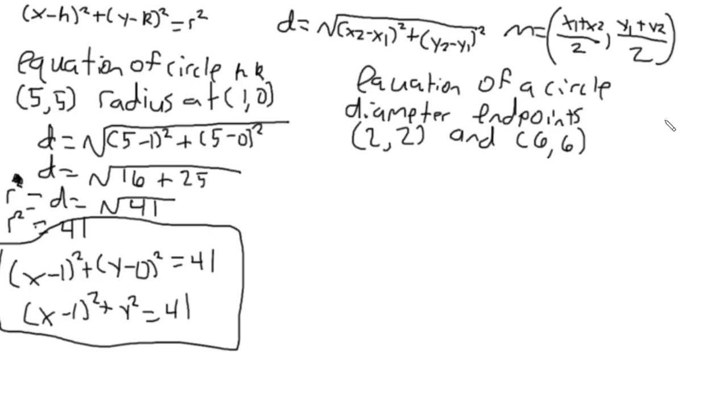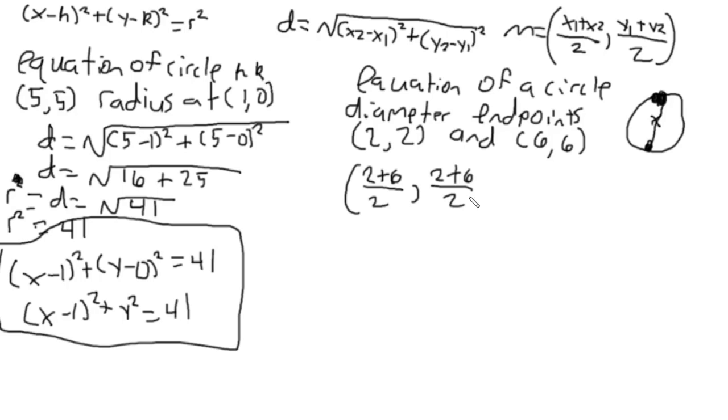Well, think about it. If I have a circle and I have the endpoints of the diameter, to get the center here, I need to find the midpoint between these 2 points. So let's find the midpoint between these points right here. So that's going to be (2 + 6)/2, and also (2 + 6)/2. It just worked out that it's the same on this one. So that's going to be (4, 4), which will be my center. So this is my h and my k.